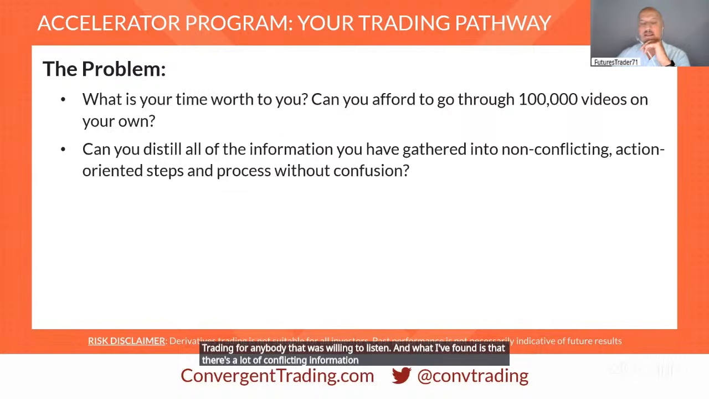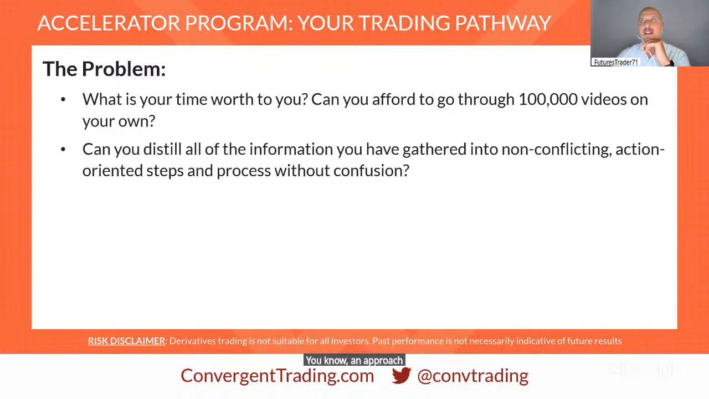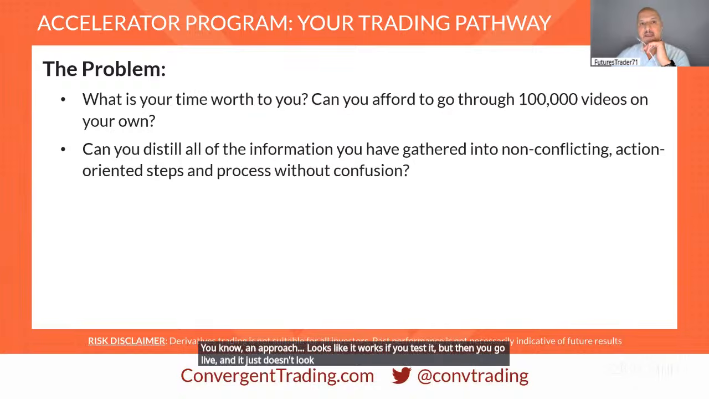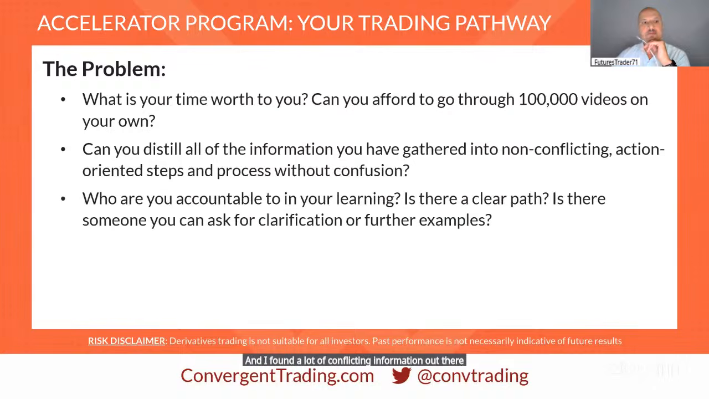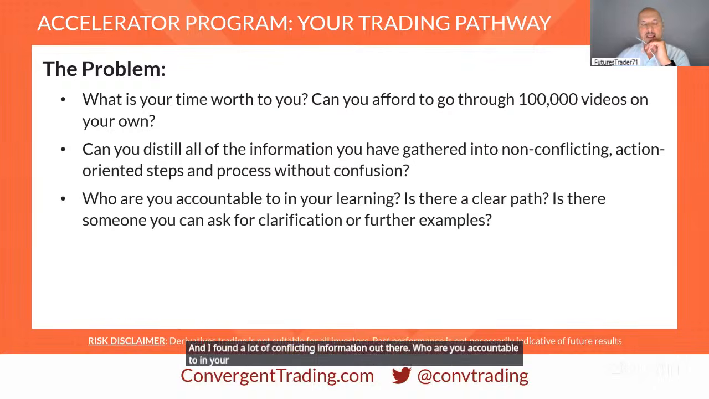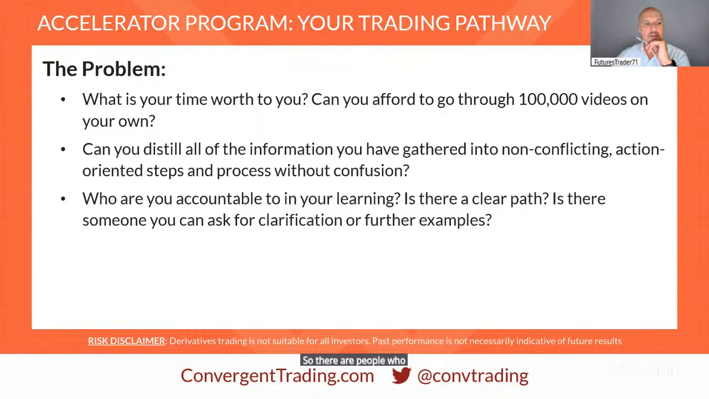Like, an approach looks like it works if you test it, but then you go live and it just doesn't look the same anymore. It's very hard to execute and so on. And I found a lot of conflicting information out there. Who are you accountable to in your learning? There are people who are learning for the last 20 years, 12 years. They're on sim. It's very difficult for them to go live because they don't feel like they figured it out yet.